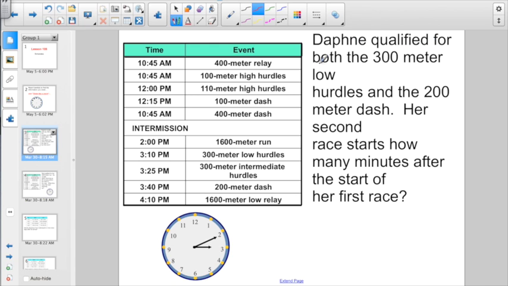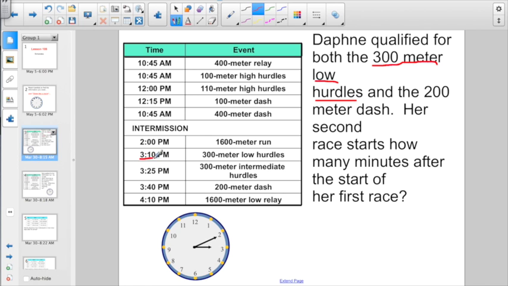Daphne qualified for both the 300-meter low hurdles and the 200-meter dash. Her second race starts how many minutes after the start of her first race? So we got a couple of things we got to look for. Her two events, the 300-meter low hurdles. Let's see what we can find on the schedule here. 300-meter low hurdles. Don't confuse it. We have two 300-meter events. We have the low hurdles and the intermediate hurdles.